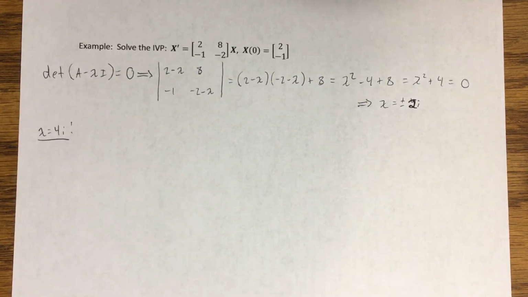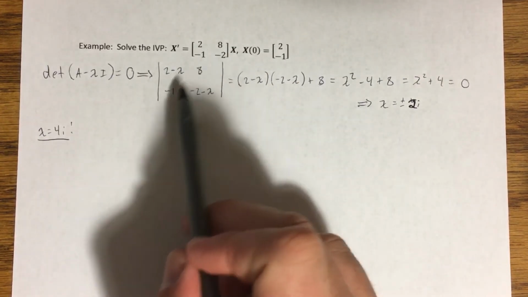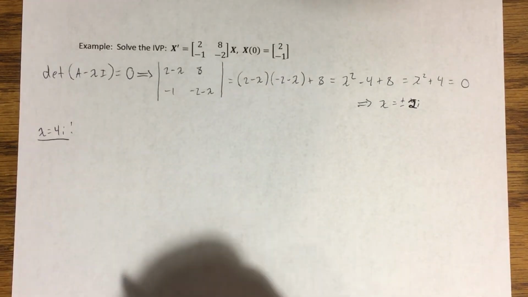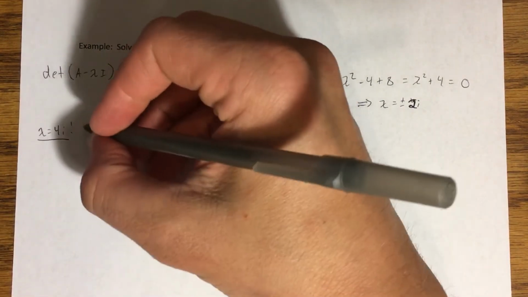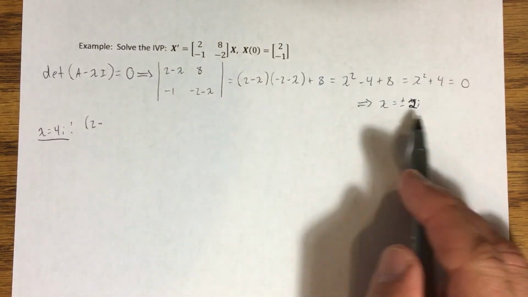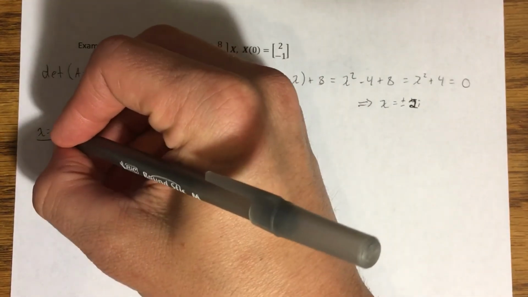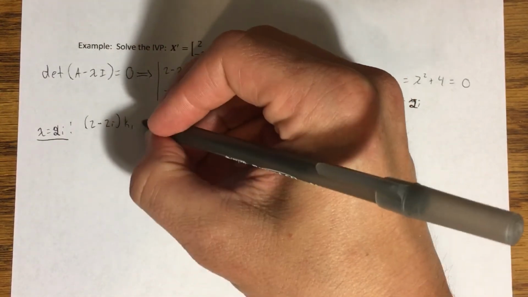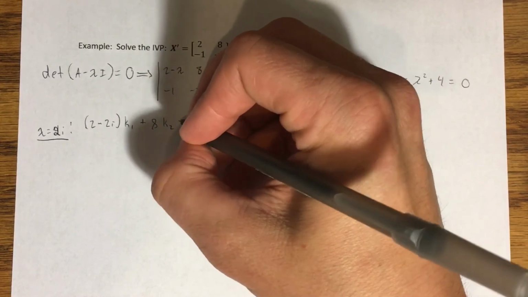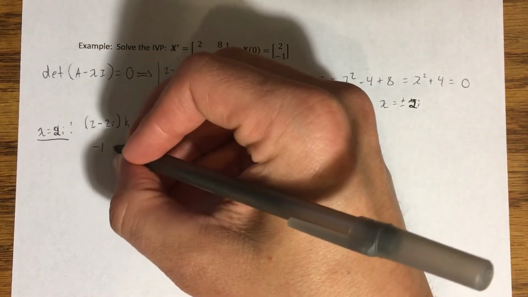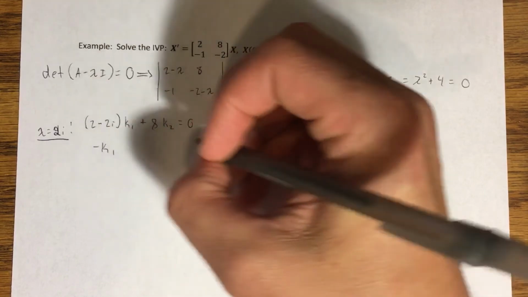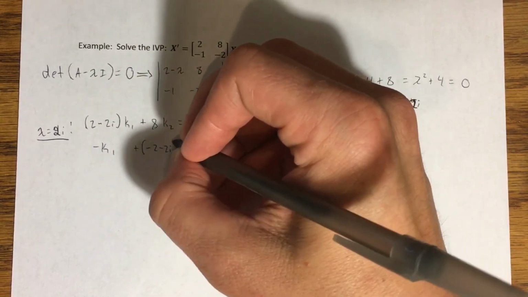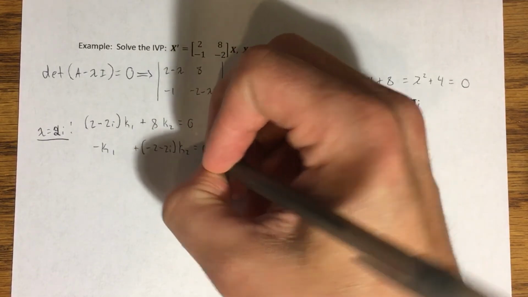So what would the system of equations look like? Here's what the coefficients would look like, and I'm trying to find the matrix K here. I'm going to have 2 minus lambda, which is 2i in this case. That should be 2 right there. 2 minus 2i times k1 plus 8 times k2 equals 0. And negative 1 times k1, so negative k1, plus negative 2 minus 2i times k2 equals 0.